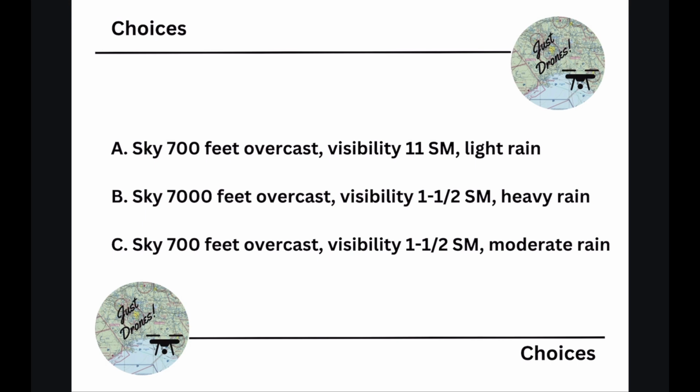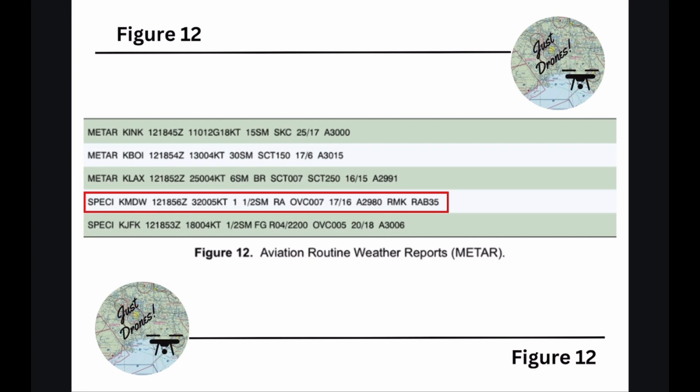So let's go back and look at figure 12. So now that we have found KMDW, we know that it's also a SPECI METAR. We're at KMDW. It's the 12th of the month, 1856 Zulu. The winds are 320 at 5 knots. Visibility, we've got 1.5 statute mile. That's what 1.5 looks like on a METAR. 1 and then your 1/2. So 1.5 statute miles. The next part is the current weather condition.